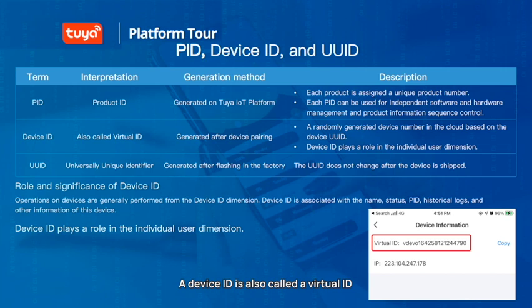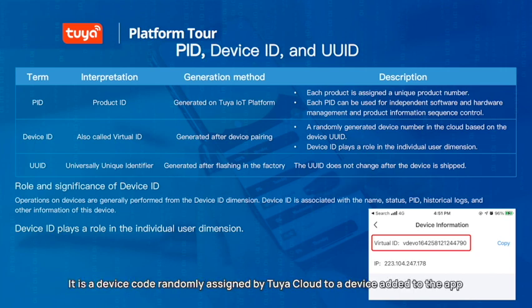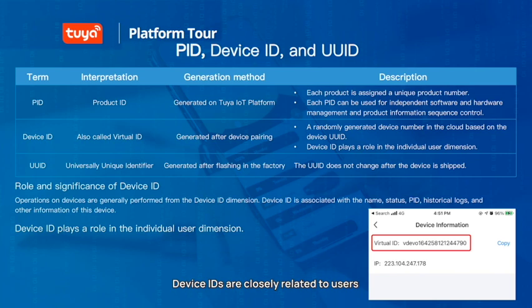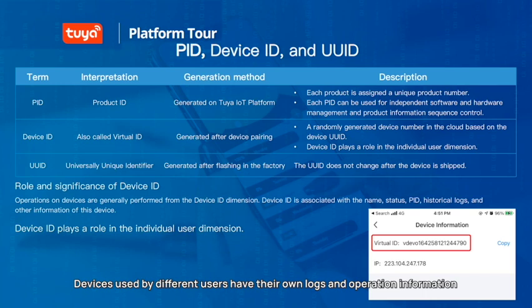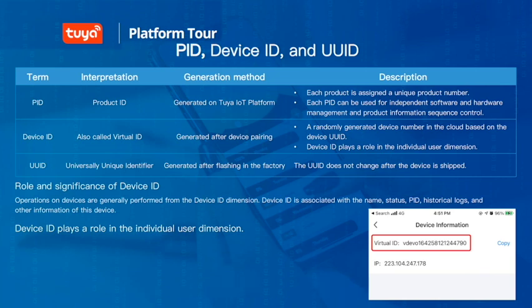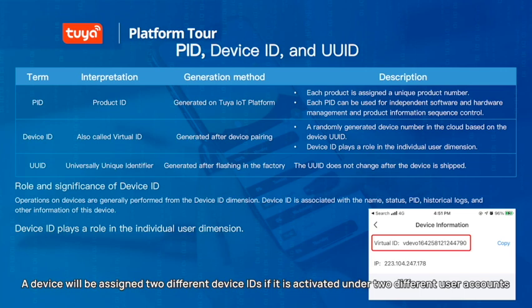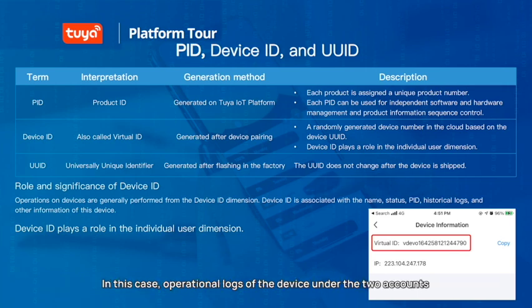A device ID is also called a virtual ID. It is a device code randomly assigned by Tuya Cloud to a device added to the app. Device IDs are closely related to users. Devices used by different users have their own logs and operation information. Device data is stored and managed by device ID. A device will be assigned two different device IDs if it is activated under two different user accounts. In this case, operational logs of the device and the two accounts are managed by using two separate device IDs.